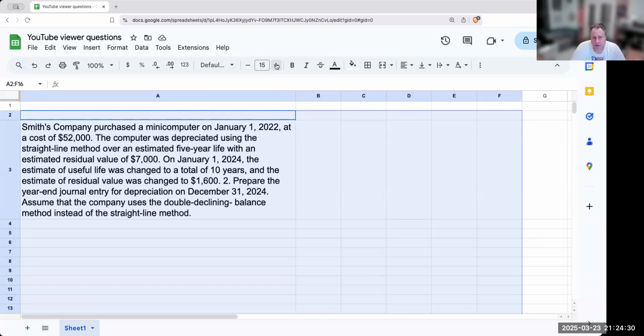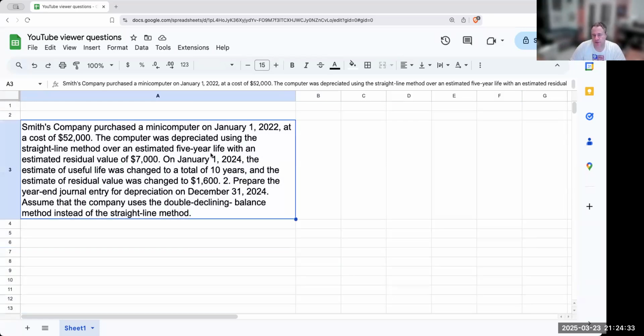Smith's company purchased a mini computer on January 1st, 2022 at a cost of $52,000. The computer was depreciated using the straight line method over an estimated 5-year life with an estimated residual value of $7,000. On January 1st, 2024, the estimated useful life was changed to a total of 10 years, and the estimated residual value was changed to $1,600. Prepare the year-end journal entry for depreciation on December 31st, 2024. Assume that the company uses the double declining balance method instead of the straight line method.